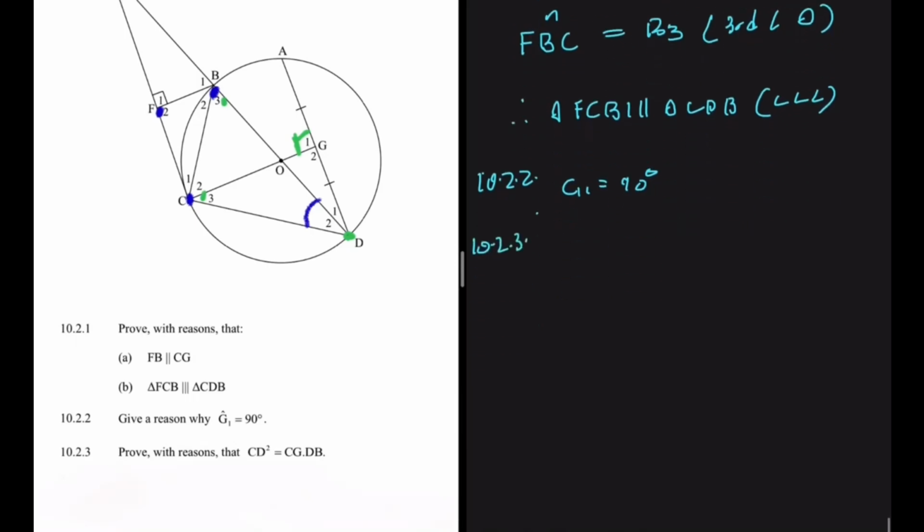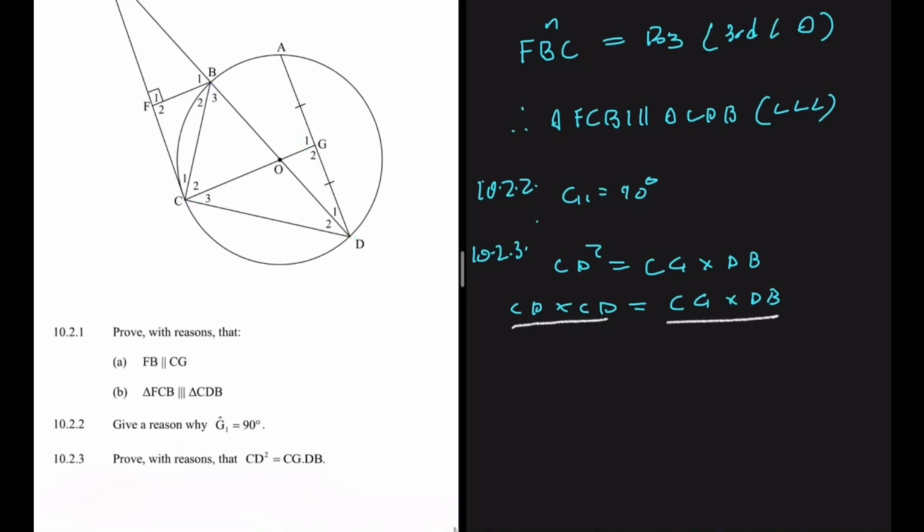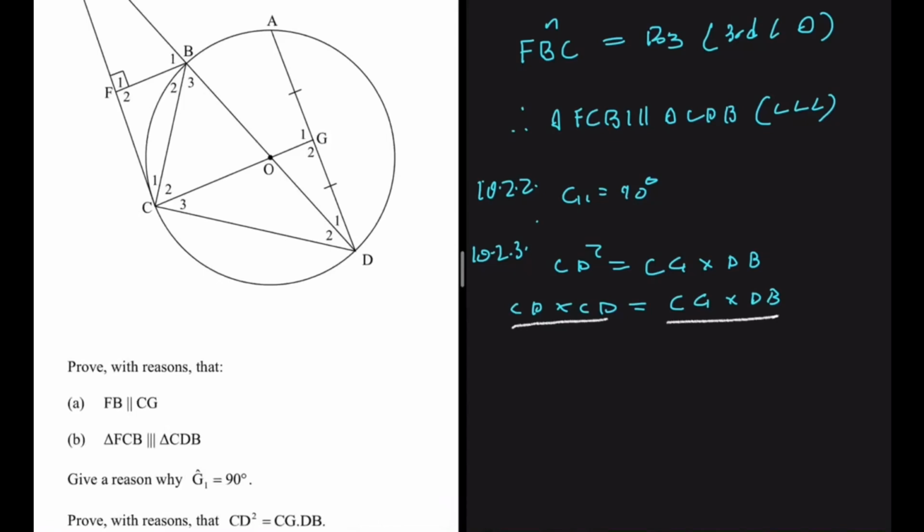10.2.3. Let's prove with the reasons why CD squared is equal to CG multiplied by DB. So what I like doing here is to write CD squared as CD multiplied by CD being equal to CG multiplied by DB, just to have a bit of clarity. Let's go ahead and highlight these sides so that we can see which triangles we're interested in. So I'm just gonna remove all that. So we have line CD. So here's line CD. Let me just highlight it so that we can see what we're talking about.